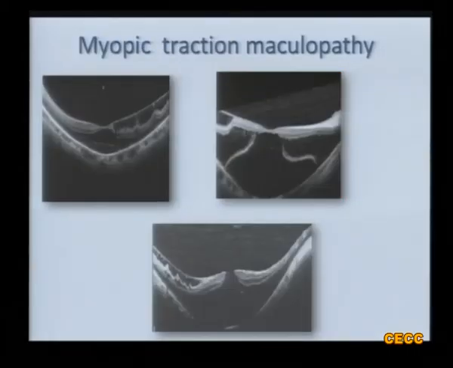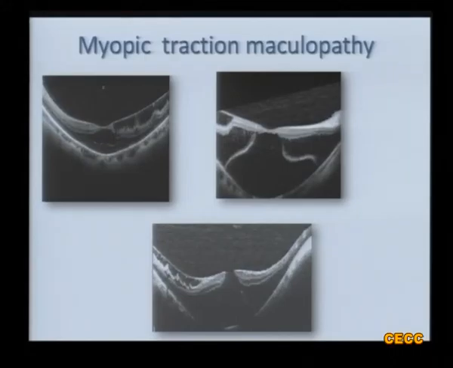Now, this is another condition which is being recently detected mostly with the help of OCT. In myopic patients, especially those who have high myopia with posterior staphyloma, sometimes the patient can present with sudden decrease in vision. So, the most common cause that we think about in such a patient is the presence of a CNVM. But in addition to CNVM, another cause that could explain the decrease in vision in a high myopic patient is myopic traction maculopathy.